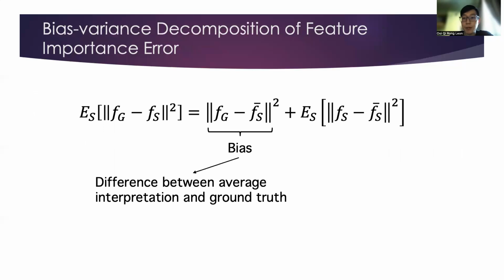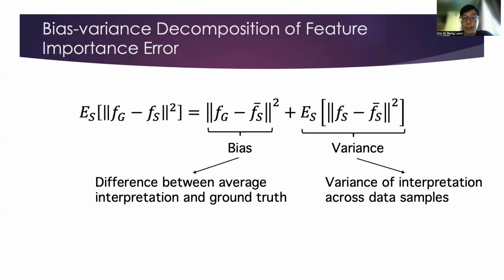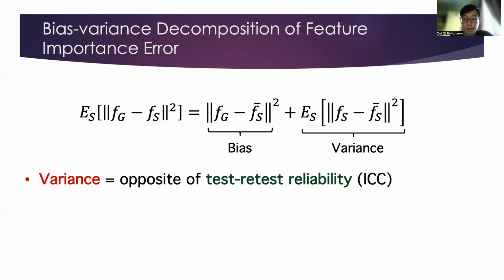From the feature importance error, we can do a bias-variance decomposition, and with a little manipulation, we can find the first term, the L2 norm between Fg and Fs bar. Here, Fs bar represents the average feature importance over the learned samples S. So this term represents the difference between the average interpretation and the ground truth. And you might recognize the second term, it's simply the variance formula. The second term represents the variance of feature importance learned from the various data samples.